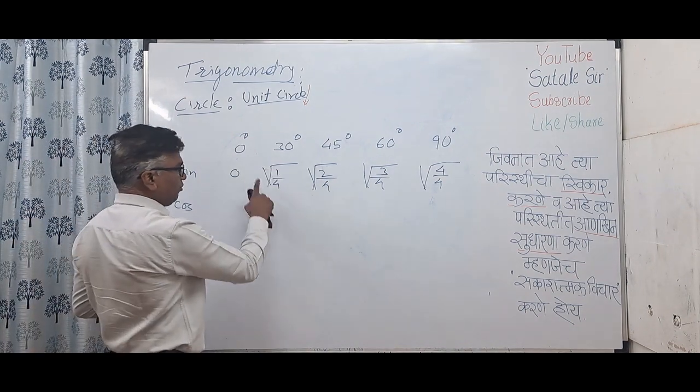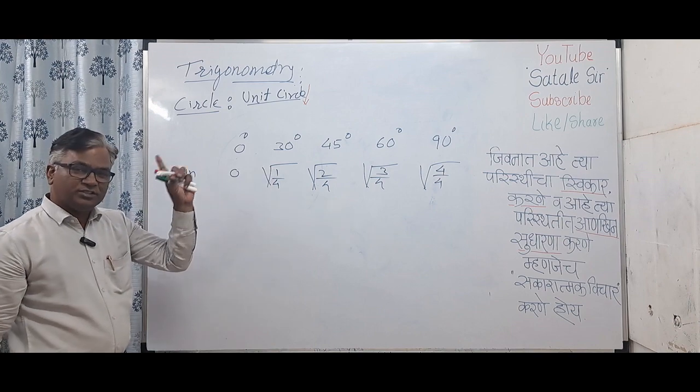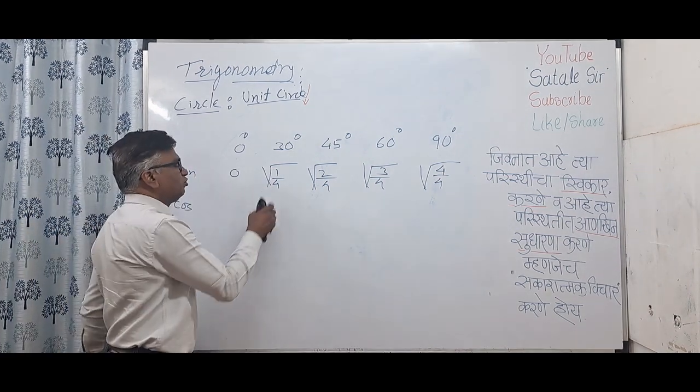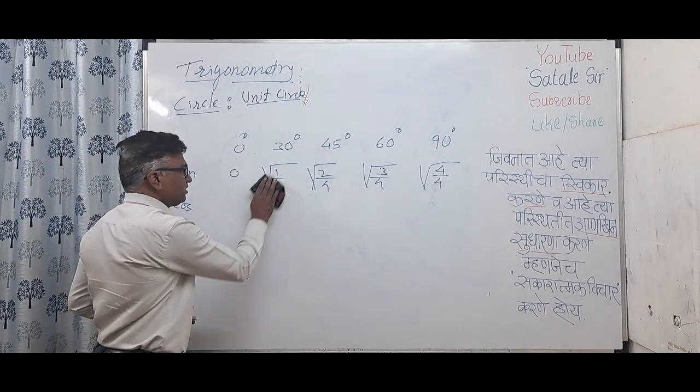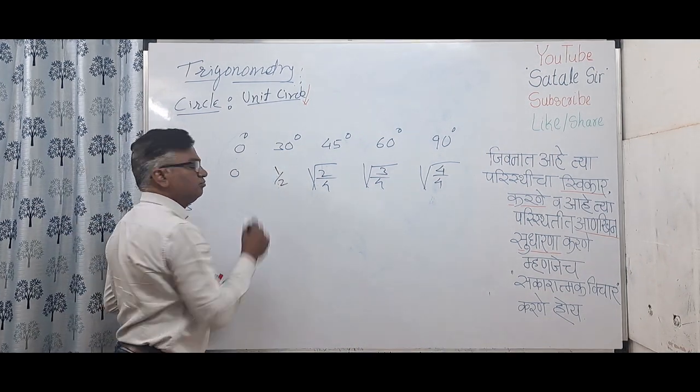Now this is 1 by 4 and the root of that. That means root of 1 divided by root of 4. Root 1 is always just 1, and root 4 is 2. That means this comes out to be 1 by 2. So it will be 1 divided by 2.